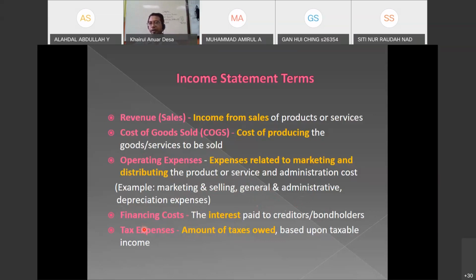For example, when the company borrows money from the bank, they must pay the interest charge. Or if the company issues bonds, the company must pay coupon rate to the bondholders. And also the company must pay tax to the government. Okay, must pay tax to the government. That is here. This is all the content or the items in the income statement.